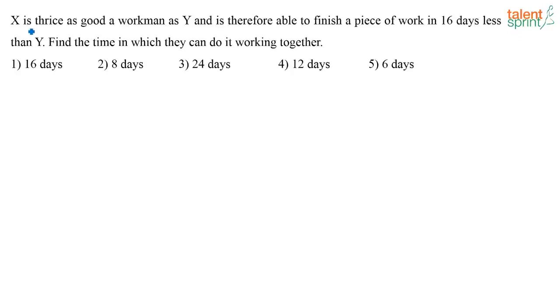So how would you solve this? X is thrice as good a workman as Y and is therefore able to finish a piece of work in 16 days less than Y. Find the time in which they can do it together. So what is given here?